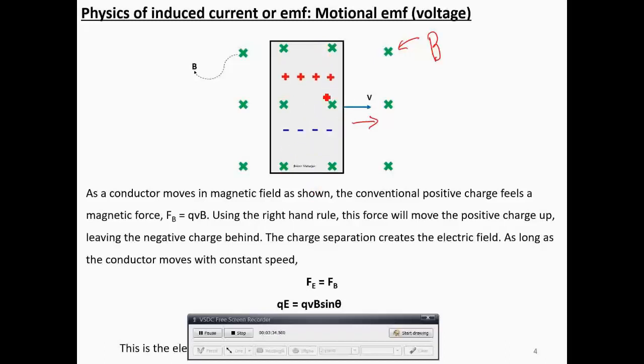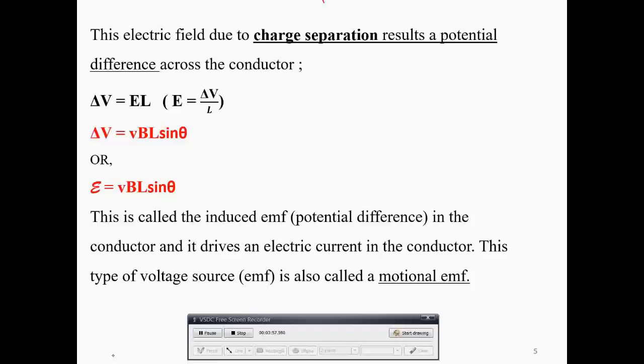At some point, the magnetic force and the electric field, which is generated by the separated, polarized charge, will balance, and then you get the polarized charge distribution. That's the main cause of electromagnetic induction: the magnetic field exerts force on moving charge. How much voltage you get on the bar is given by this formula. Delta V, the potential difference, is electric field times length, and delta V is vBL sine theta, where v is the velocity, B is the magnetic field, L is the length, and theta is the angle between the velocity and the magnetic field. This is called motional EMF, or induced EMF, and it is because of the charge separation.